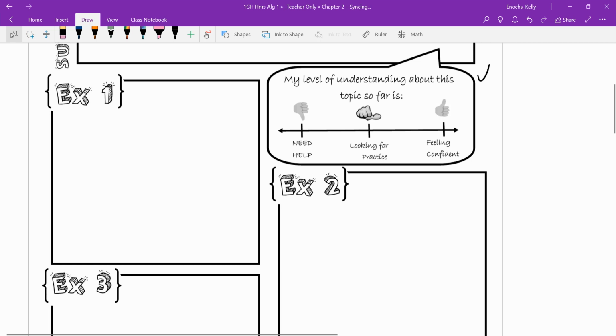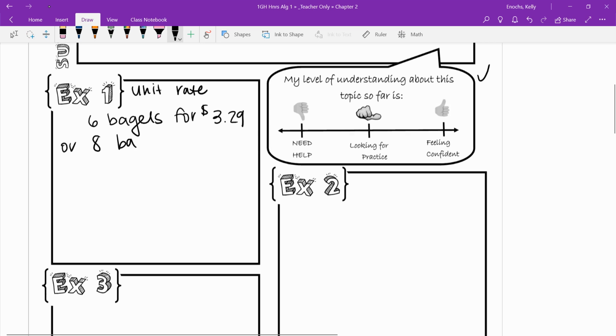Okay, now that you have given me your summary and understanding check, let's talk about rates, ratios, and conversions. The first one I'm going to do is on unit rates. A unit rate, remember, is what you're going to find per 1 unit of your item. So my example today is, what if you were to buy 6 bagels for $3.29 or 8 bagels for $4.15? Which would be the better buy?